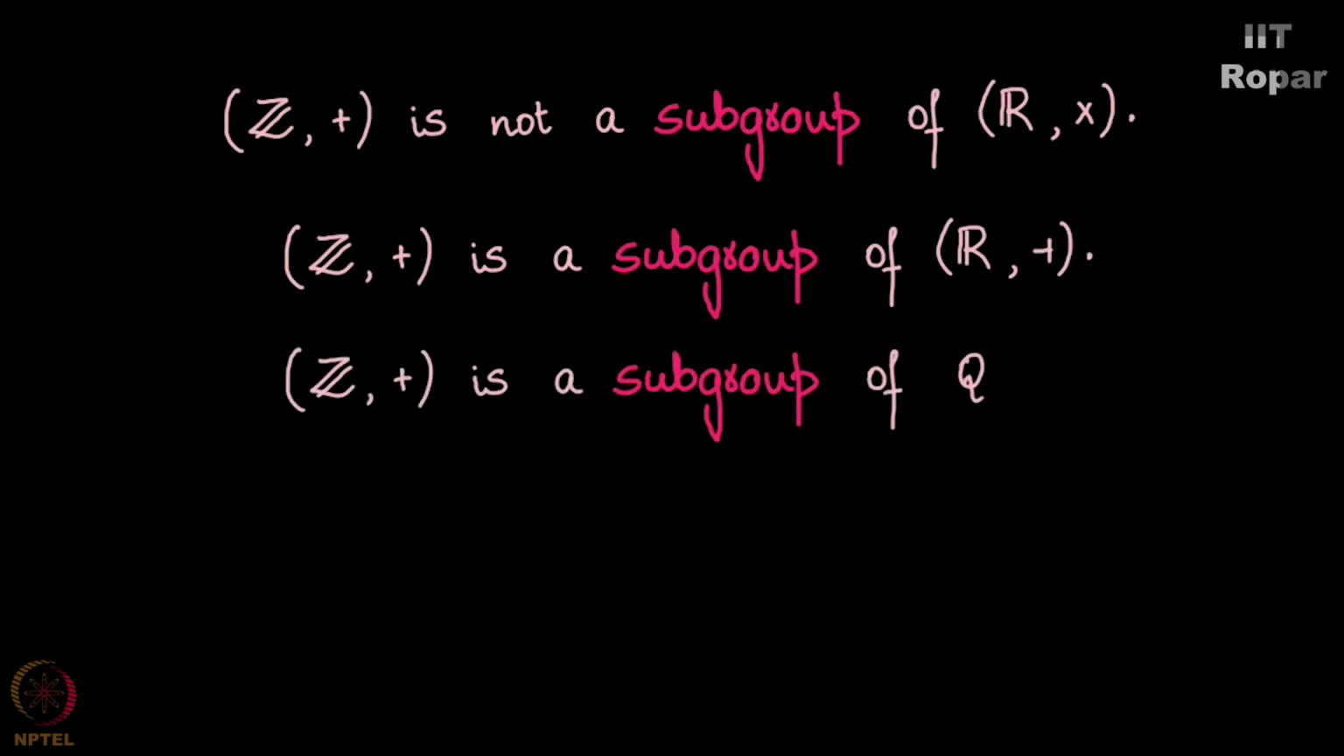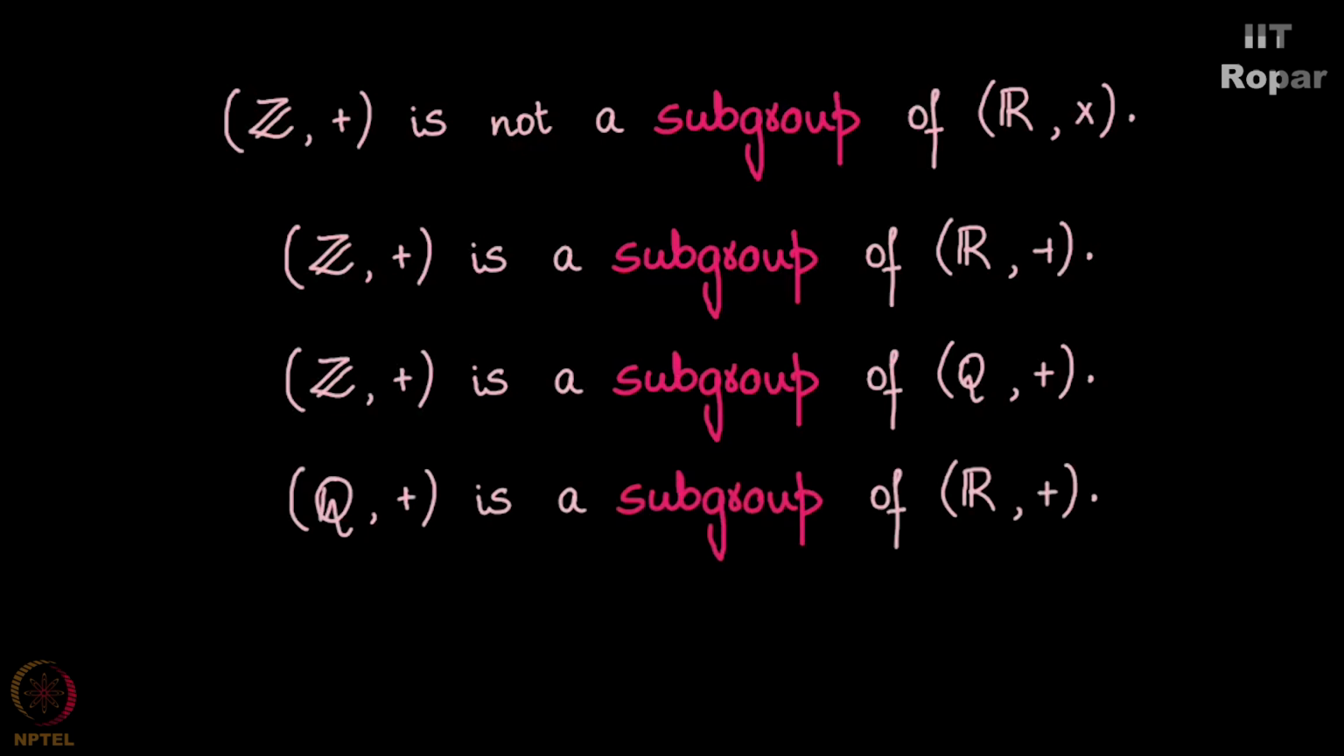Now, it is also a subgroup of rational numbers under addition. Why? You can probably see the 4 properties, write them down and you will be able to verify it yourself. Also, rational numbers are a subgroup of real numbers under addition. Both of them under addition, right? Now, we have seen all this for addition. Let us see for multiplication.